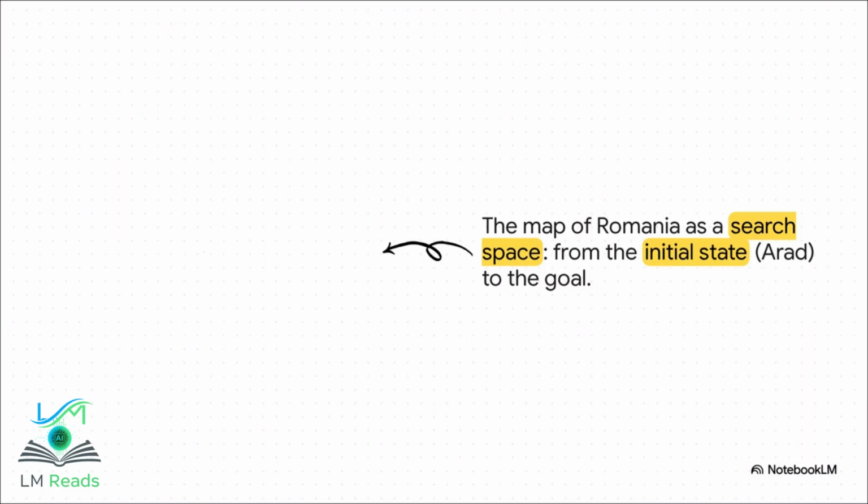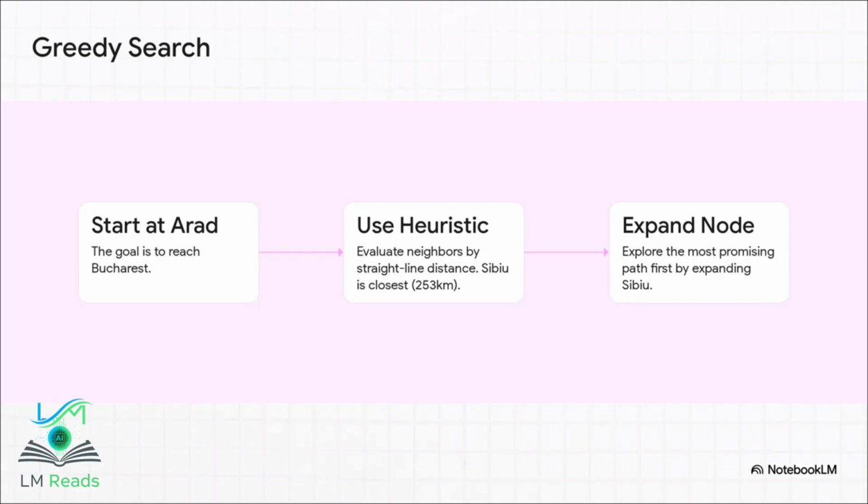This map illustrates the idea perfectly. Imagine this whole map of Romania is just a giant network. The agent's starting point, its initial state, is Arad, and its goal state is Bucharest. The map itself is what we call the search space, and the agent's whole job is to find the best path through it. So how does it do this without taking forever?